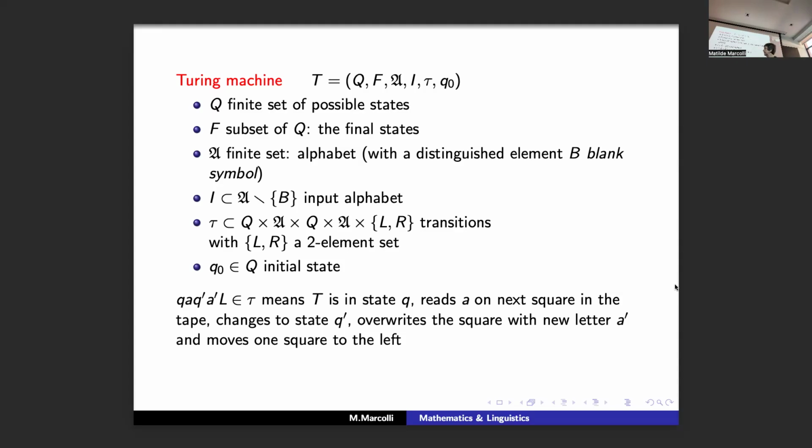Yeah, right. So your transition is specifying this. Your transition is a subset here. It tells you that if I'm at Q and I read A, then I go to Q prime, and then I override A with A prime, and I move my tape either to the left or to the right. And it's a subset because you want to allow for multiple transitions? Yeah, that's right.